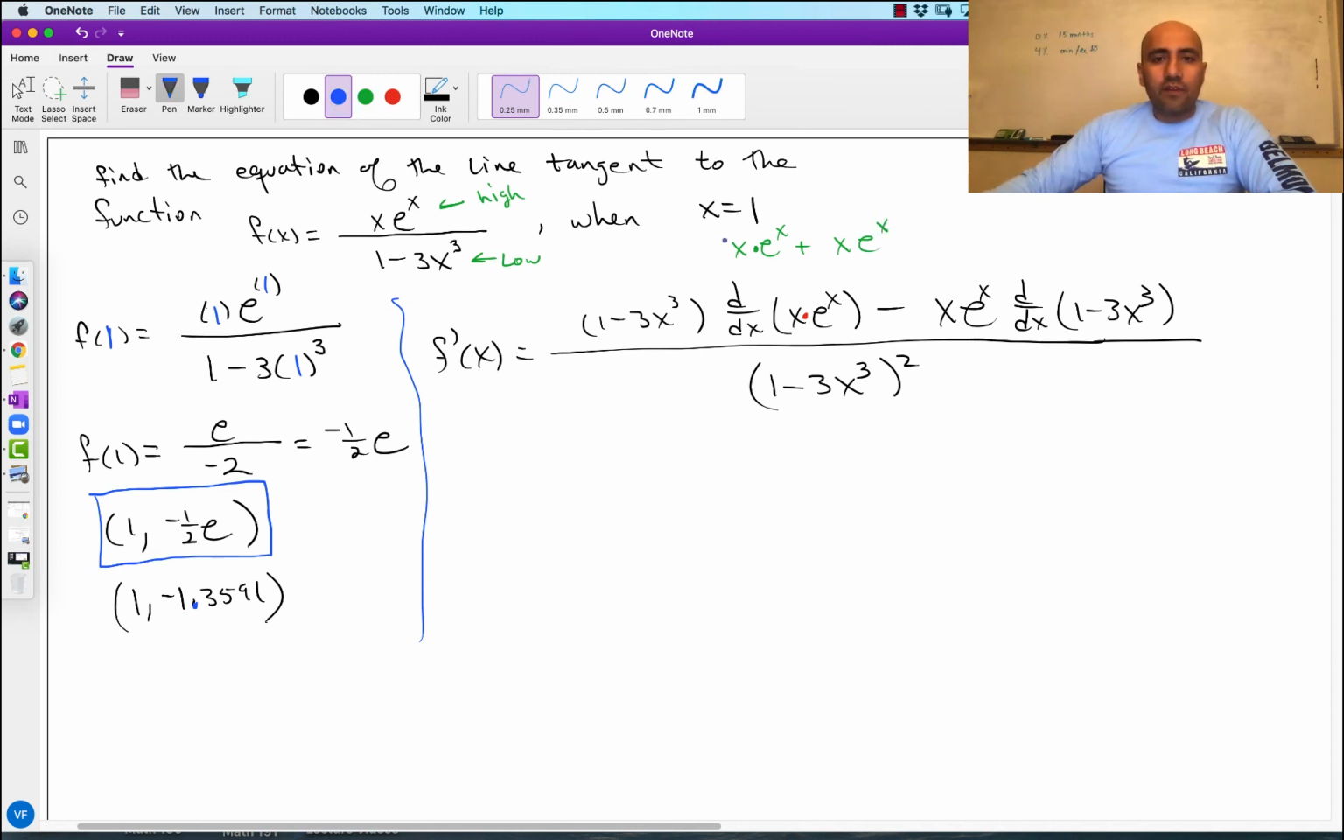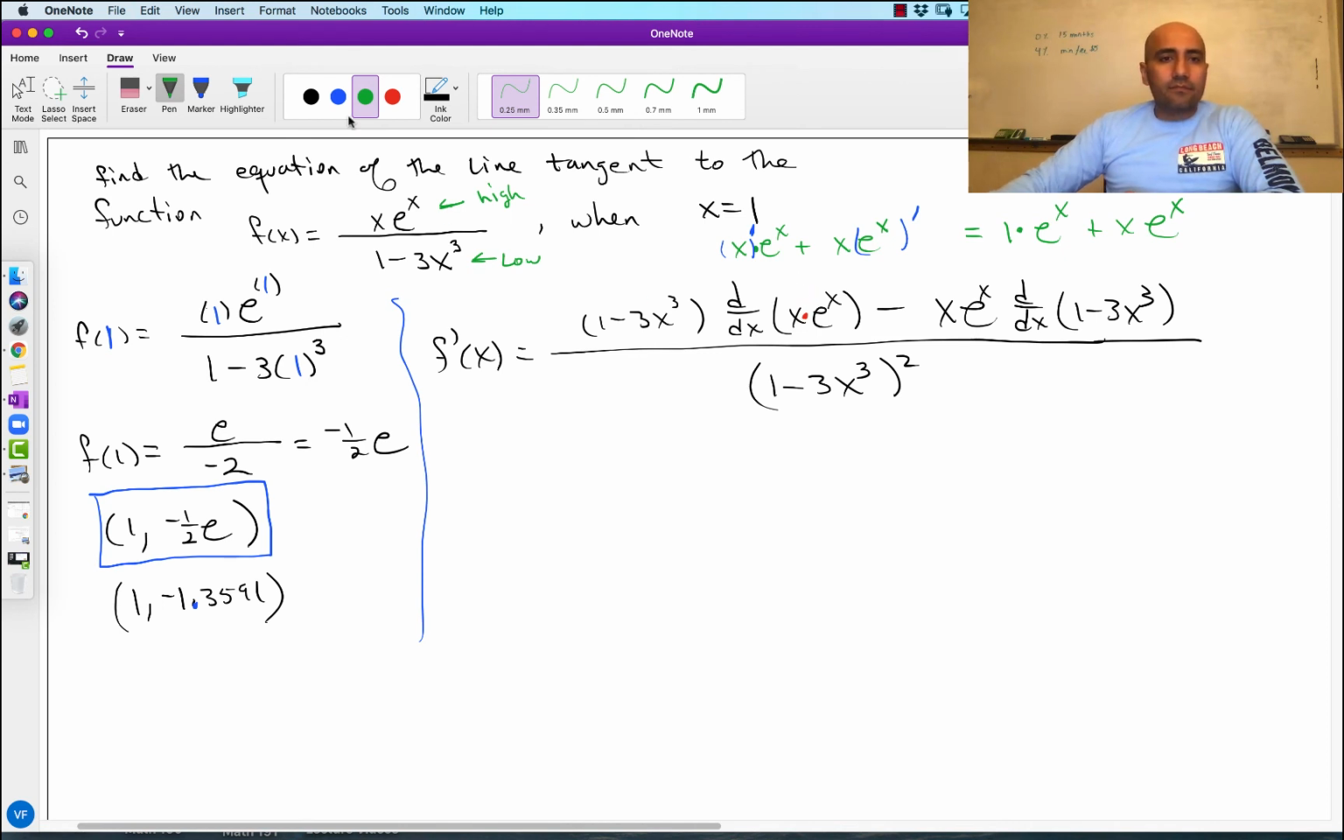Now I need to take the derivative of the first one, then leave the first one alone, and take the derivative of the second one. The derivative of the first one, the derivative of x, is just 1. So this just becomes 1 times e to the x. And now we leave the x alone, and the derivative of e to the x is just e to the x, so that doesn't change. So the derivative of this is going to be equal to e to the x plus x e to the x.